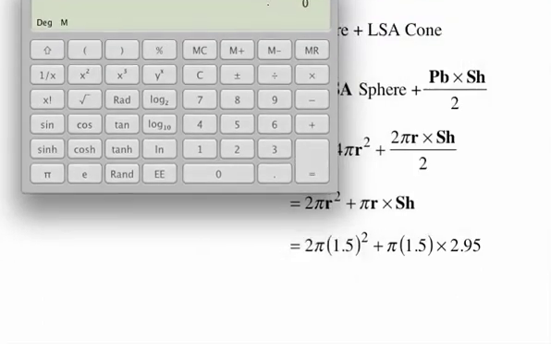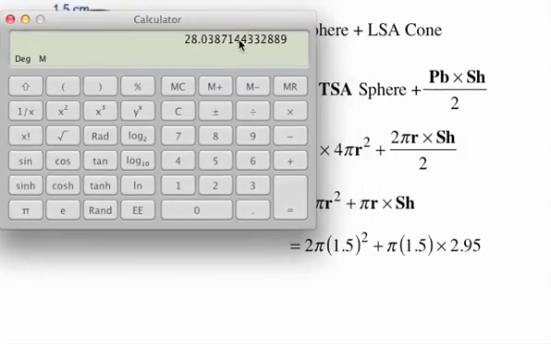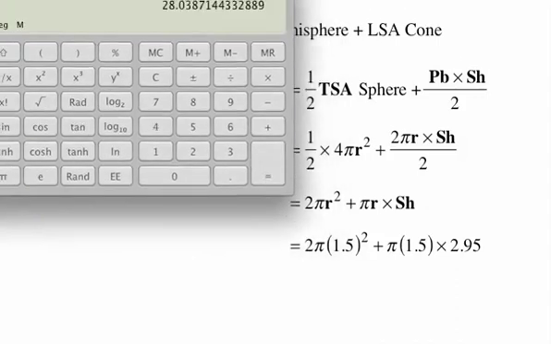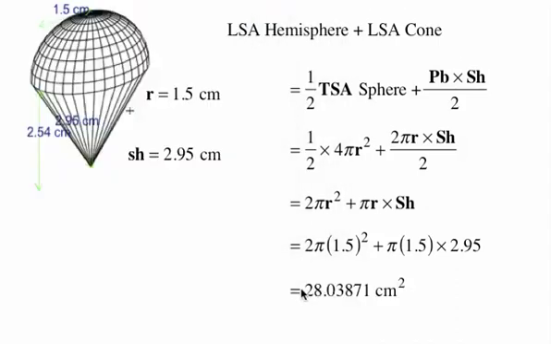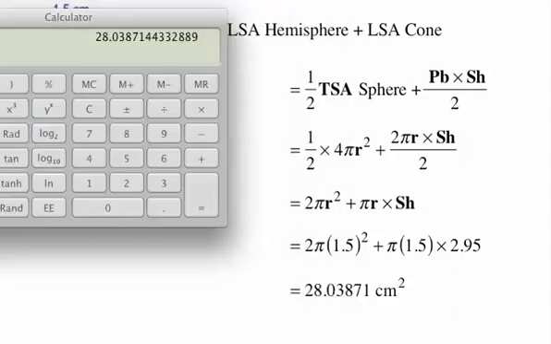So we have 2 times pi times 1.5 squared plus pi times 1.5 times 2.95 equals, and we get 28.0387144, and that goes on forever. Okay, so I'm just going to round that off to about the 4th decimal place. So the 4 tells the 1 to stay 1, and there we go.